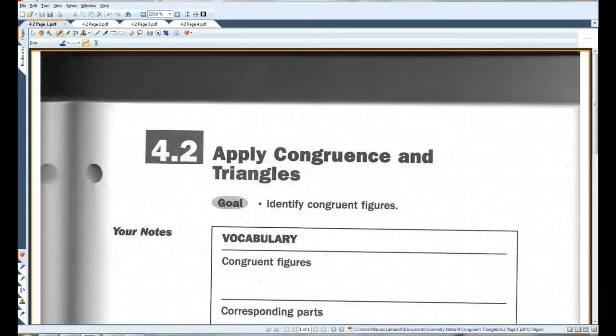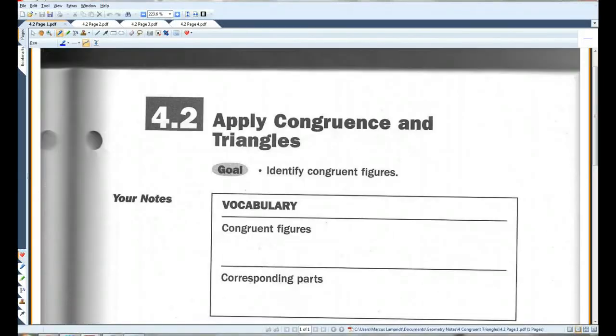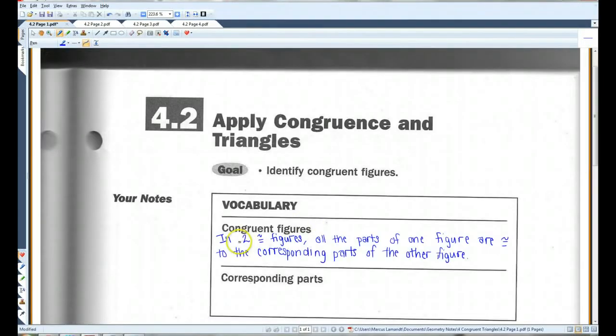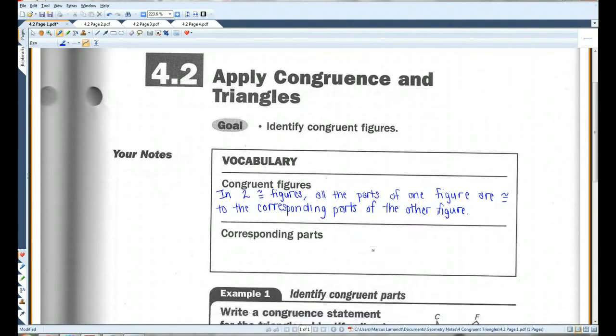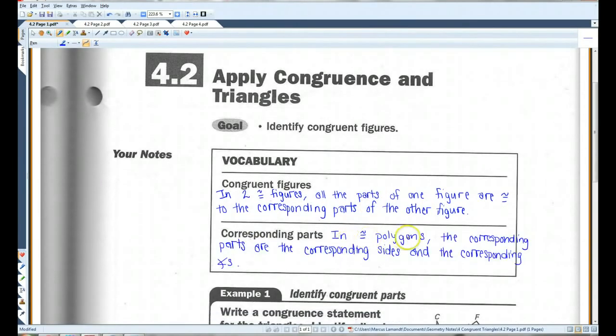Alright, you guys, please turn to 4.2, apply congruence in triangles. Congruent figures. In two congruent figures, all the parts of one figure are congruent to the corresponding parts of the other figure. When I say all parts, that means all the sides, all the angles, all the parts. Now, corresponding parts. In congruent polygons, the corresponding parts, once again, are the corresponding sides and corresponding angles.